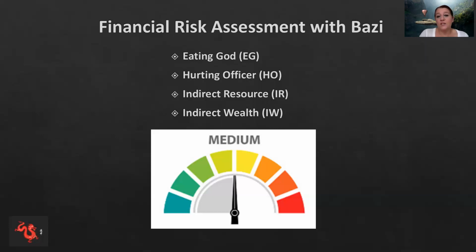So while they do have a very good nose for financial opportunities, money comes, money goes. That's a bit of a risk. So for an indirect wealth person, if you have the indirect wealth as the main T in your month branch, it would be very, very good if you could partner up with someone who has direct officer, direct resource, or direct wealth as the main T in their chart to offset that risk a little bit.